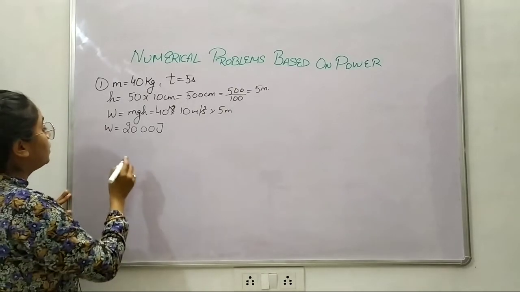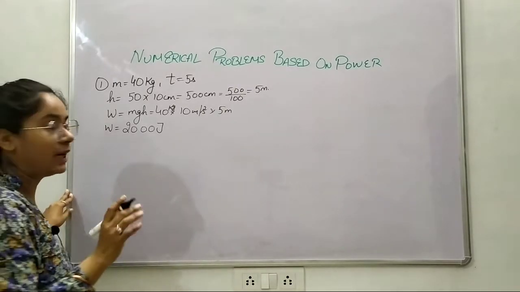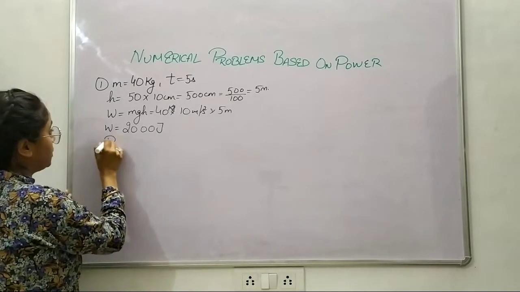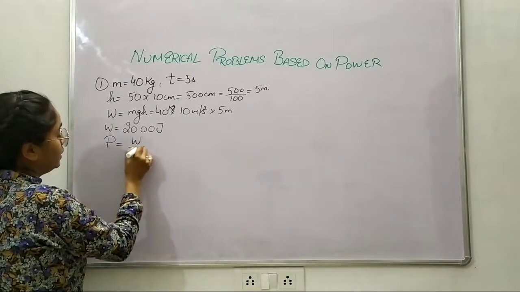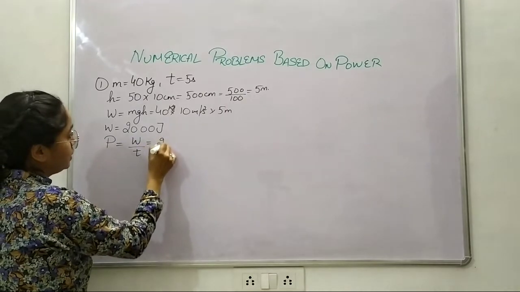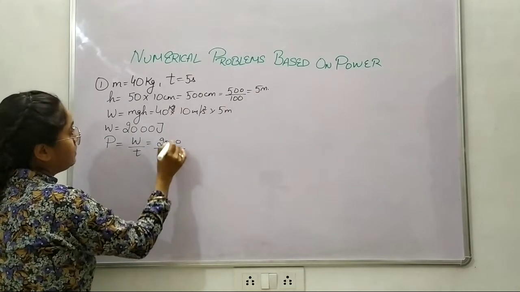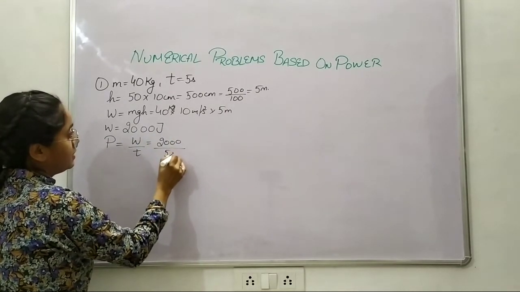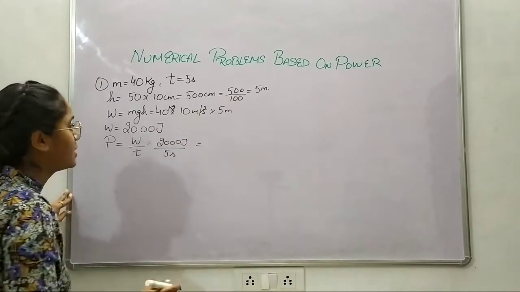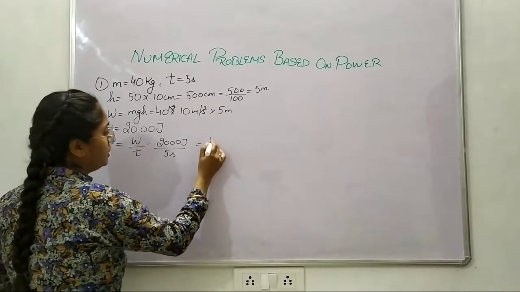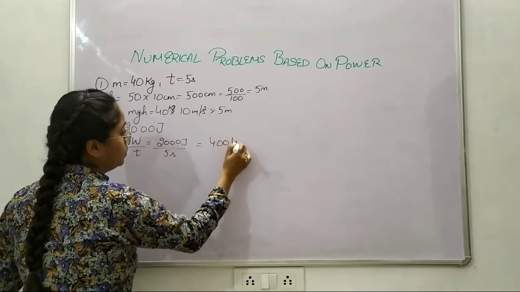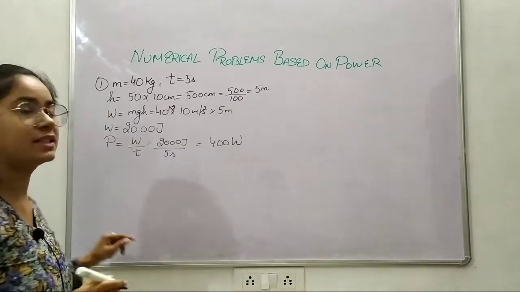Okay, now we are going to calculate the power consumed by that boy. So power is work done over time. So work done is 2000 and the time taken by the boy is 5 seconds. 2000 joule over 5 seconds. So it will be 400 watt. So this is our answer.